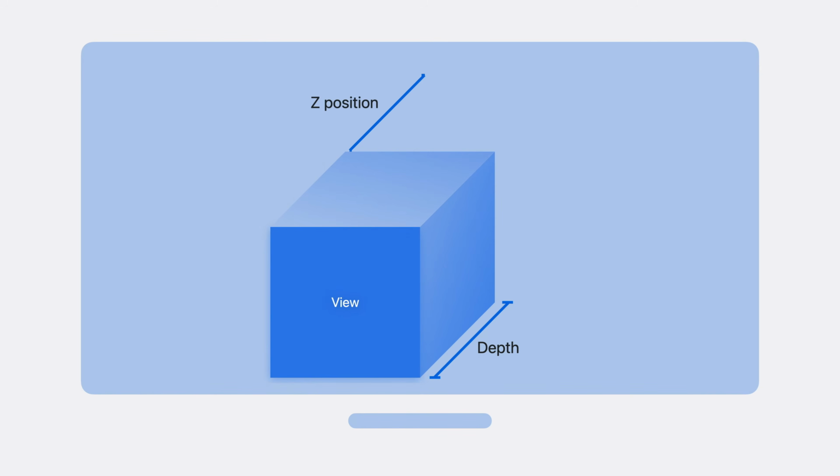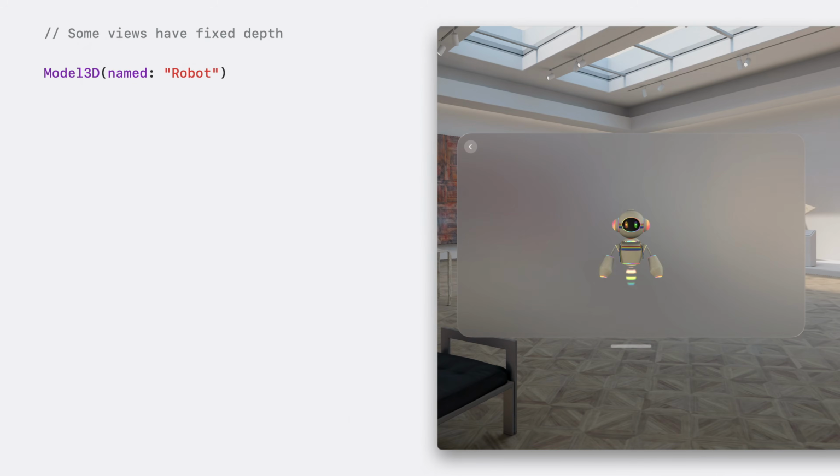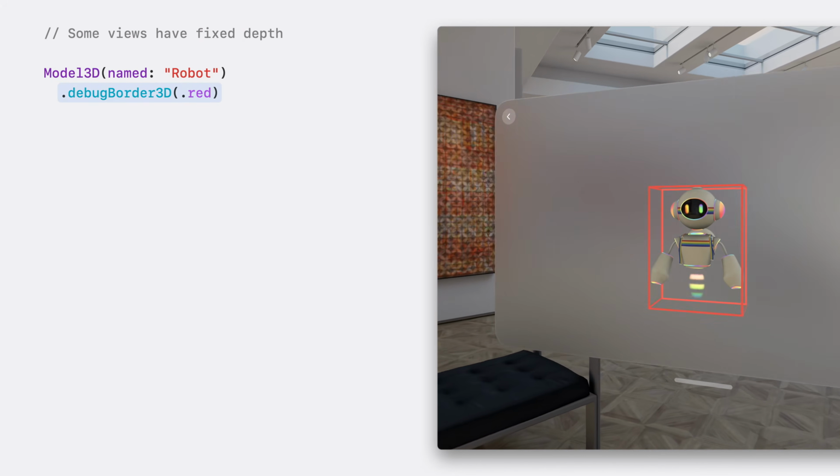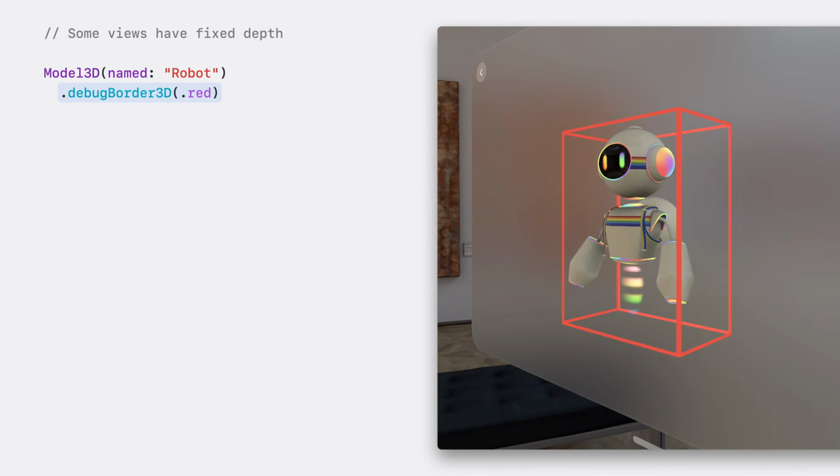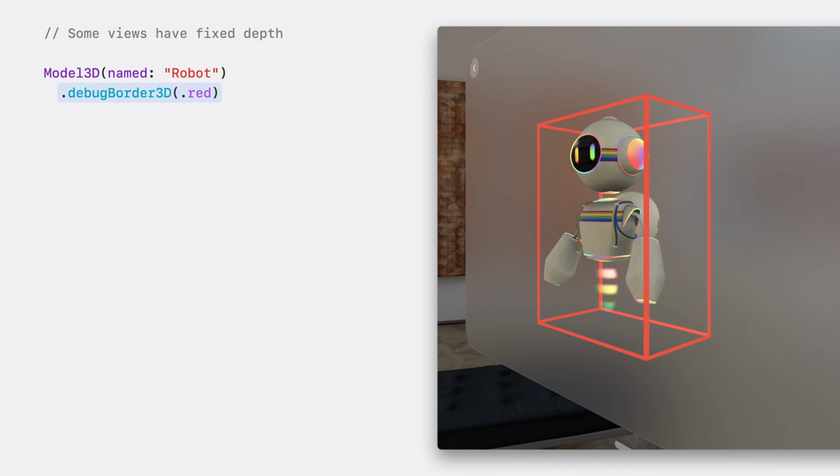Meaning for each of your views, in addition to width and height, SwiftUI also calculates a depth and a Z position. I often use the border modifier to visualize 2D frames on iOS. Here, I've created my own debug border 3D modifier to visualize 3D frames on visionOS. I'll show you how I built this modifier at the end of this video using a couple of the APIs you'll learn about in the meantime.